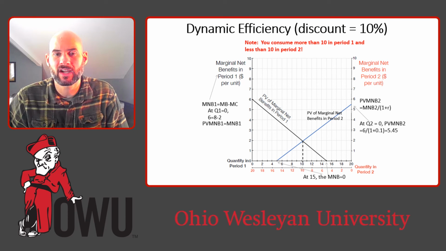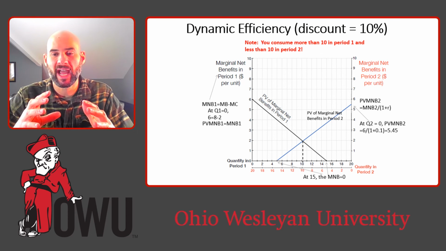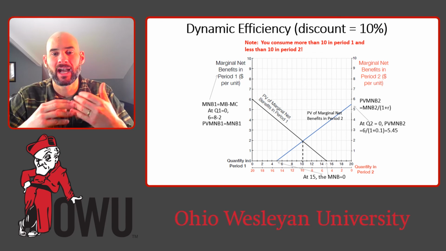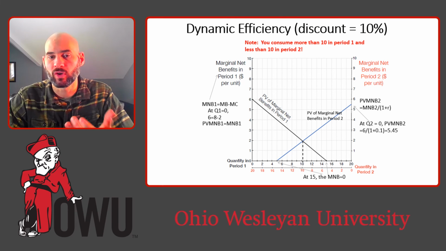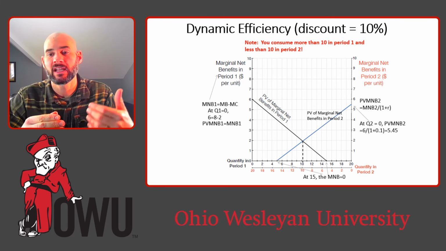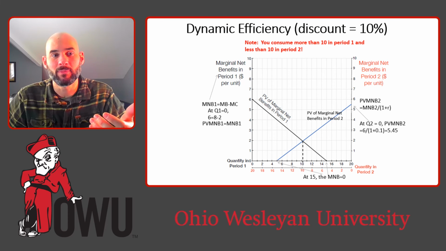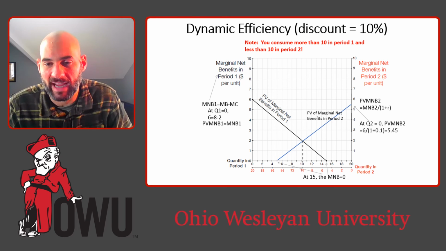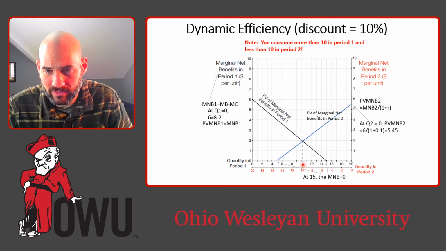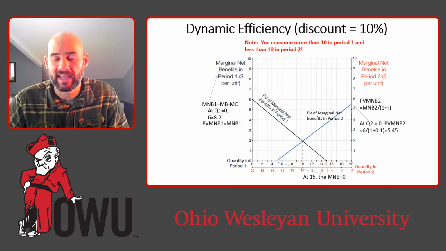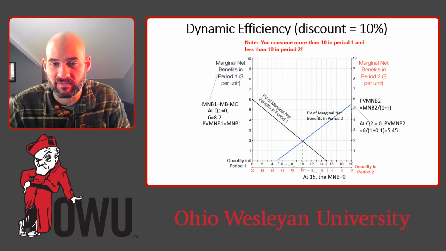So to illustrate this concept graphically, let's just quickly return back to our framework from earlier in the lecture, where we had a marginal benefit curve, a marginal cost curve, and a defined number of years, being 2 years, with a time preference or a discount rate of 10%. And so in this setting, remember, we had slightly over 10 units consumed in period 1, slightly under 10 units consumed in period 2. And the present value of the marginal net benefit was equal for both of them.